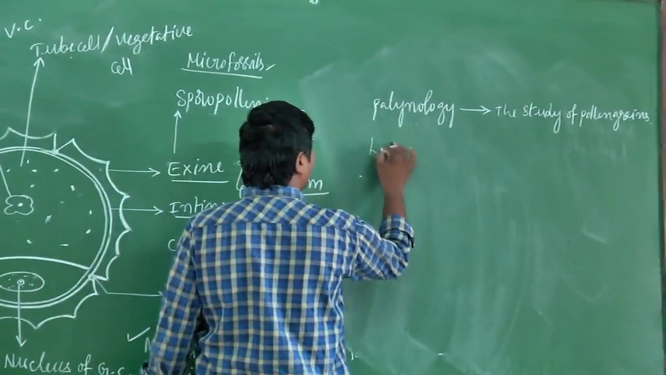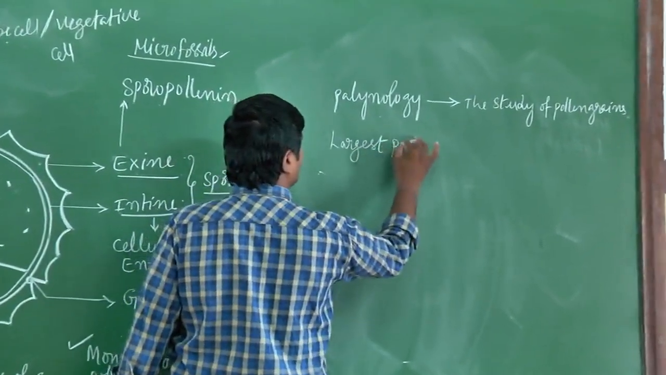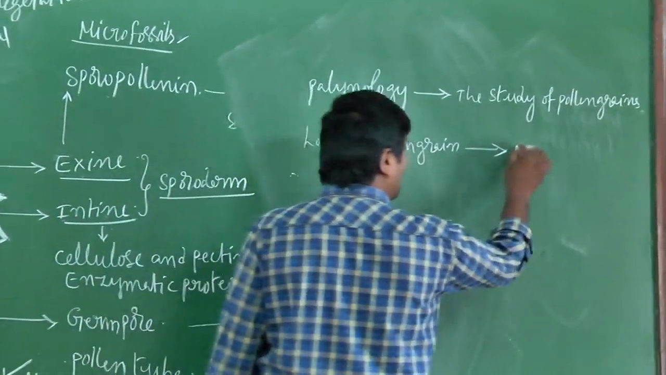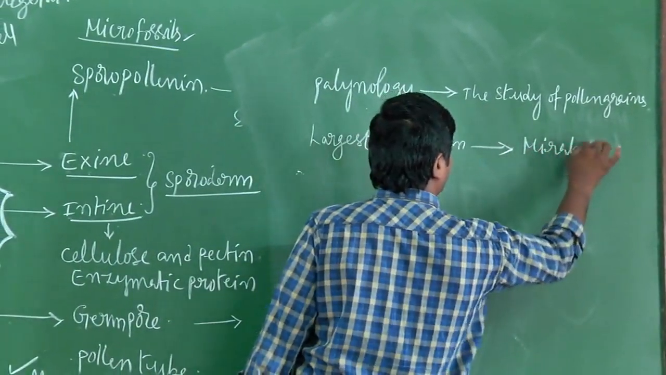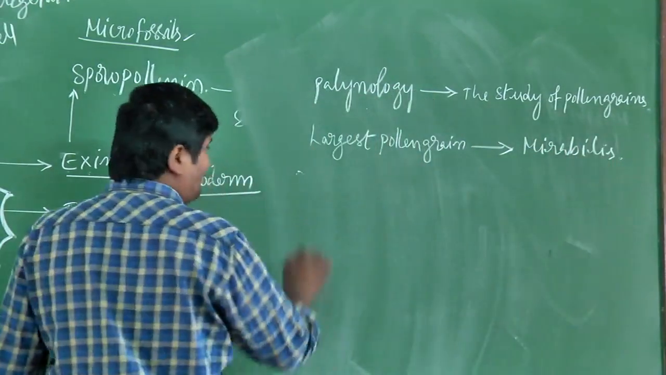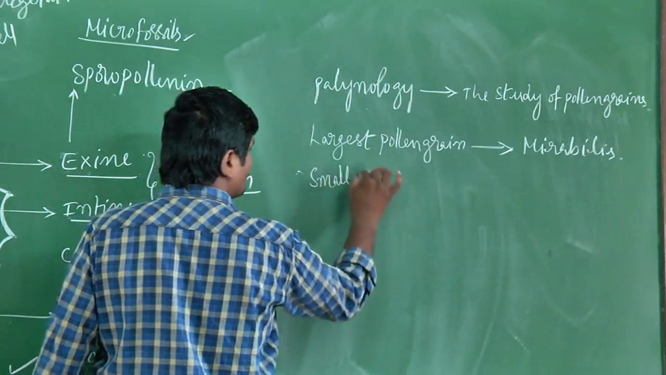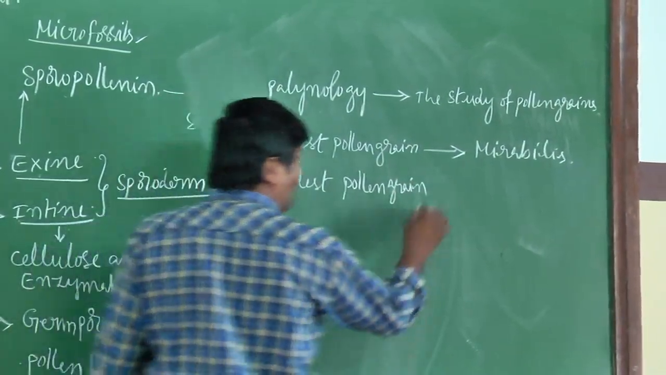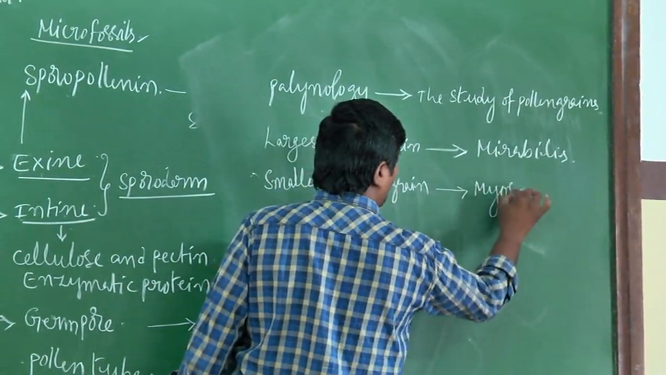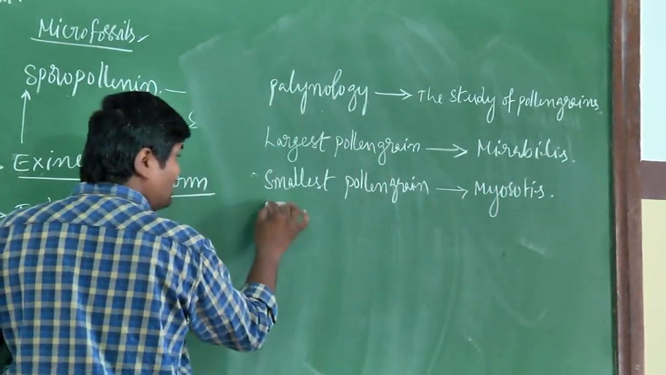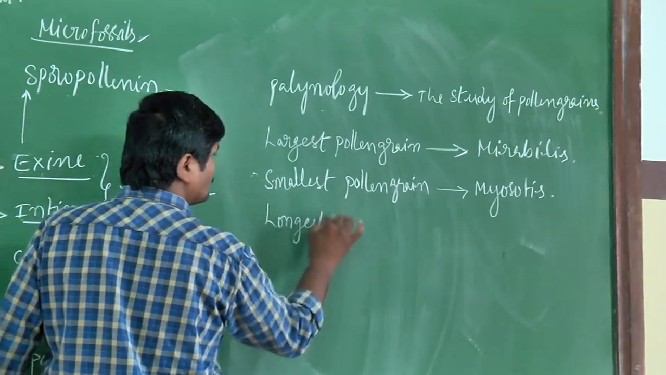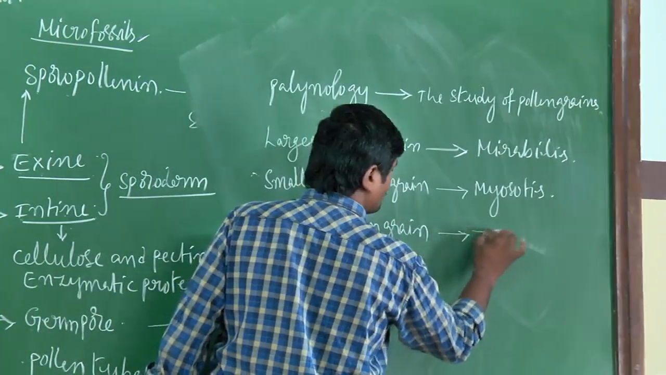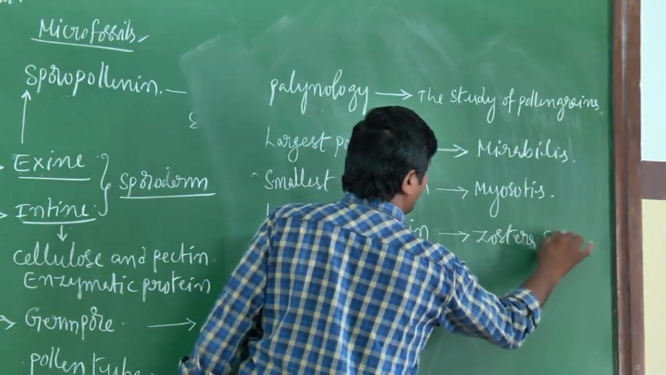Next one. Which one is the largest pollen grain? The largest pollen grain is Mirabilis. And which one is the smallest pollen grain? The smallest pollen grain is Myosotis. Which one is the longest pollen grain? Zostera. It is a sea grass.